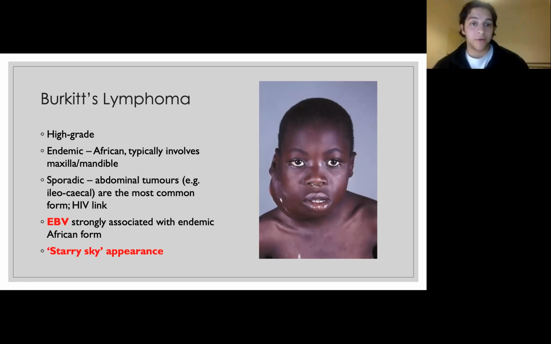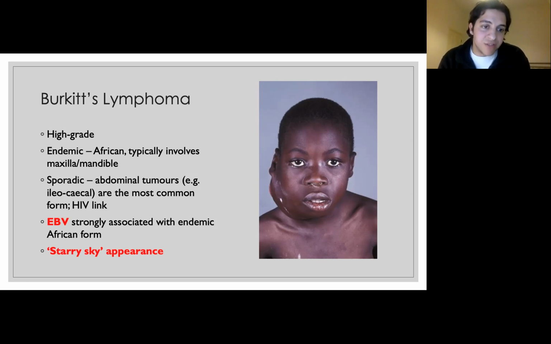So this is a high-grade non-Hodgkin's lymphoma. There are 2 different types. There's the endemic form, which tends to occur in African people. It typically involves the maxilla or the mandible, as you can see in the patient there. There's also the sporadic type, of which ileocecal tumours are the most common form, and there's a link with HIV there.